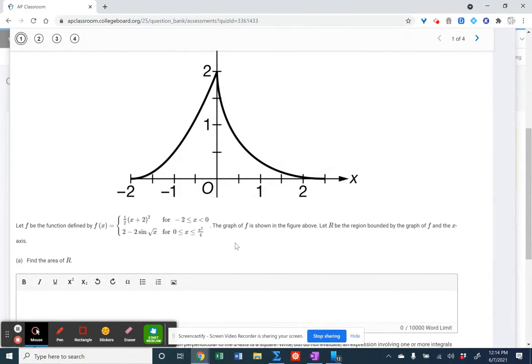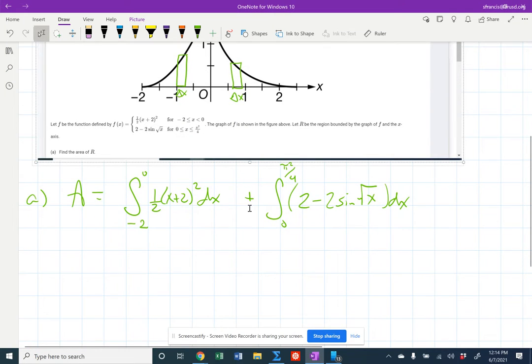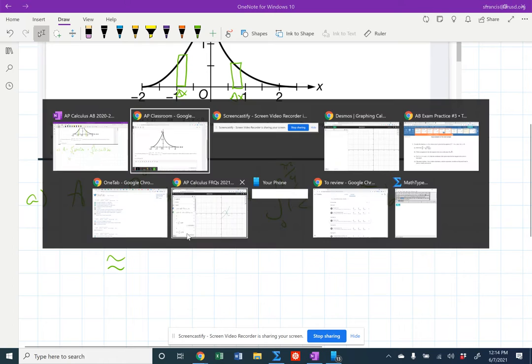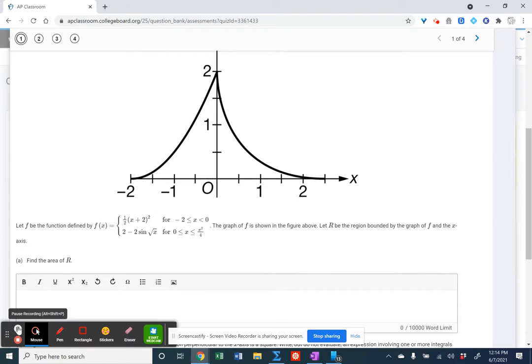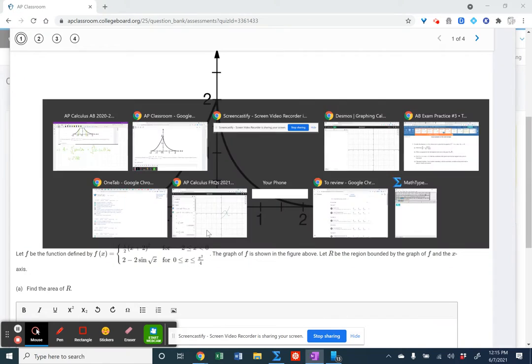So all you have to do is write this down, write this series of integrals down, then go to your calculator and go compute it, and then come back and give the answer. That's it, okay? It's nothing more complicated than that. I'm going to pause the video to go get the answer. You should get about 2.268 for that one.